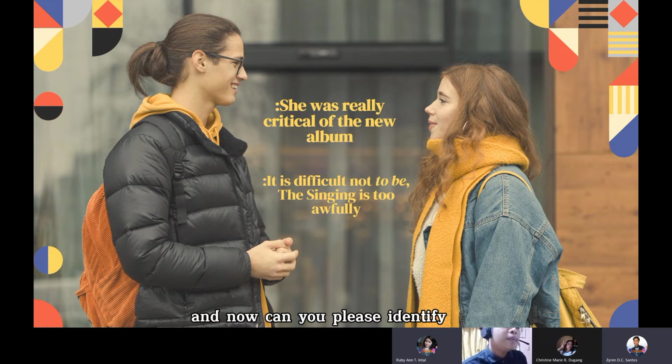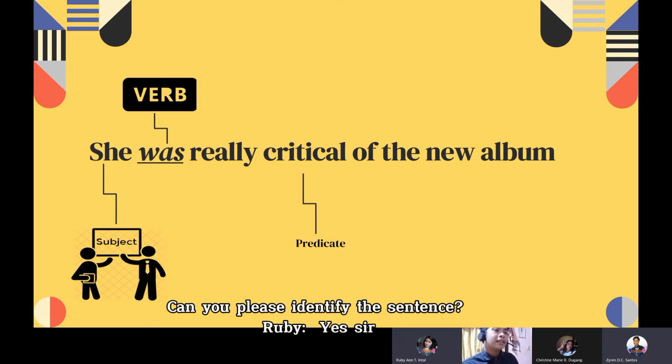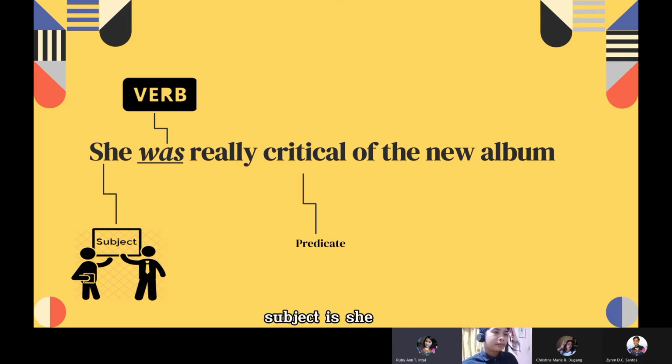And now, can you please identify, anyone? So, what is the subject, the verb be, and also the predicate? Can you please identify it for us? Okay, Miss Ruby, can you please identify the sentence? Yes, sir. The subject is she, the verb be is was, and the predicate is critical.